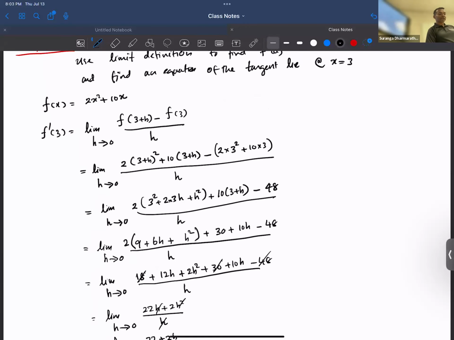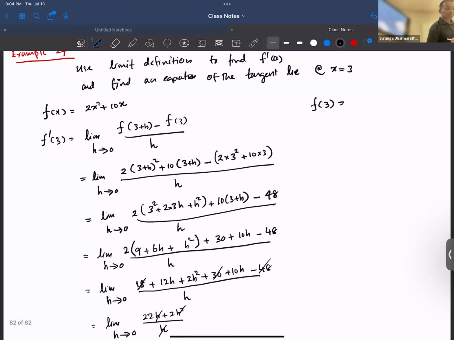Now, to find the equation of tangent line, what else do you need? What is the other piece of information you need? Anybody knows what that other information is that you need to find the equation of tangent line? You found f prime 3, then what else? f3, right? So what is f of 3? He found f of 3, right? Here, 48, right? 48, right? And then the equation of tangent line is what?